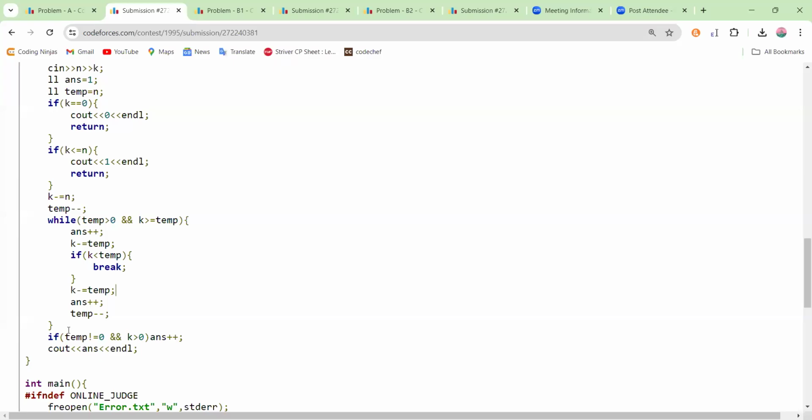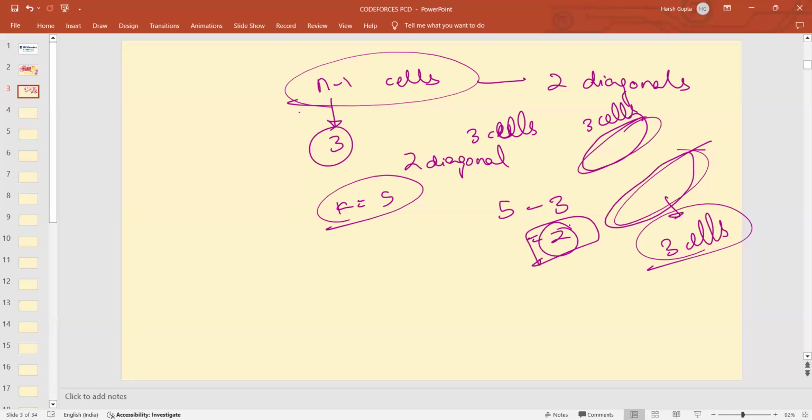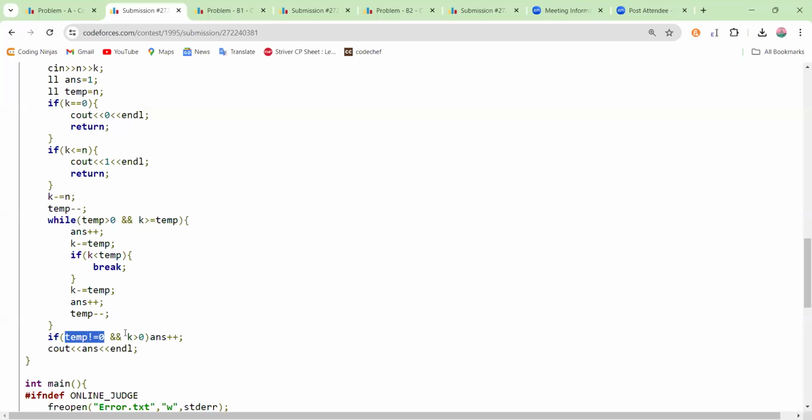And after breaking, what are we doing? We are keeping a check that if the value of k was greater than 0, that is, some chips were left, then we simply increment our answer. So this particular case will be handled there. You don't need to write the check if temp is not equal to 0, you can skip it. You can simply check that if k is greater than 0, we increment our answer. Because if k was less than temp, we were breaking, assuming that all the chips will be filled in that particular diagonal only, isn't it?